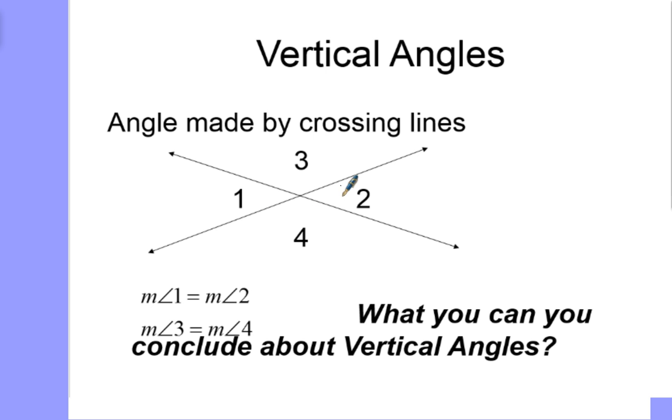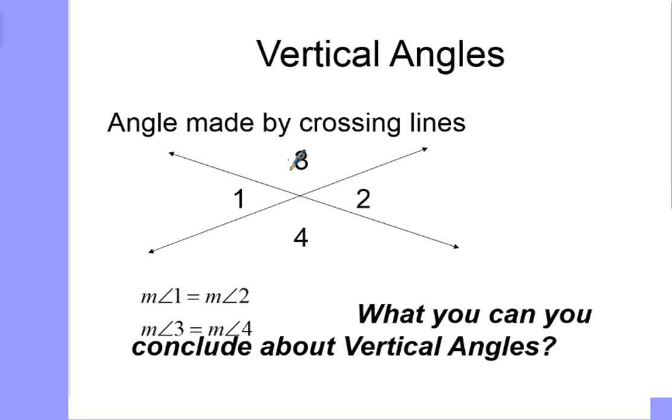And so the key takeaway here is what can we conclude about vertical angles? Well, down here it says the measure of angle 1 equals the measure of angle 2 and 3 equals the measure of 4. Well, how is this possible? Well, let's think about this. This line right here is a straight line. So that means 2 plus 3 together would make a straight line, or it would be supplementary to one another.